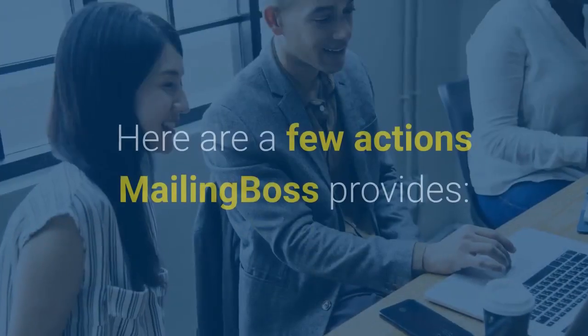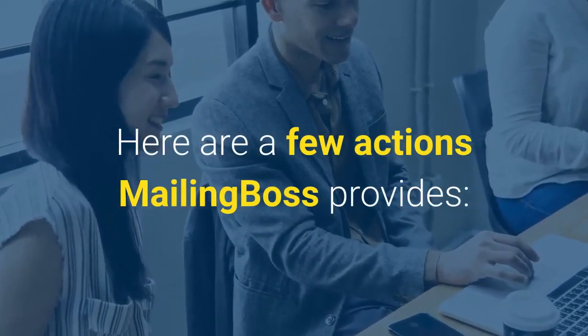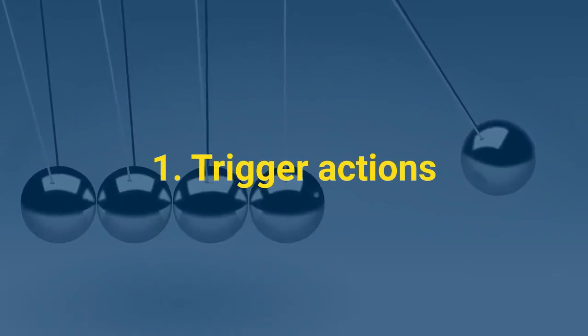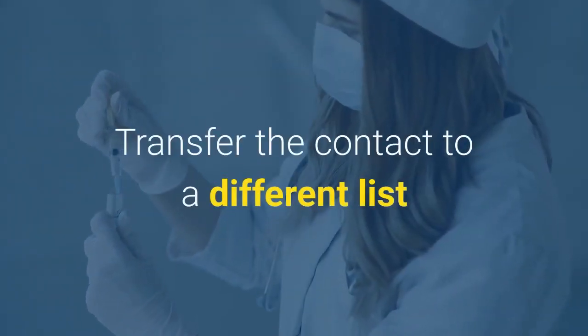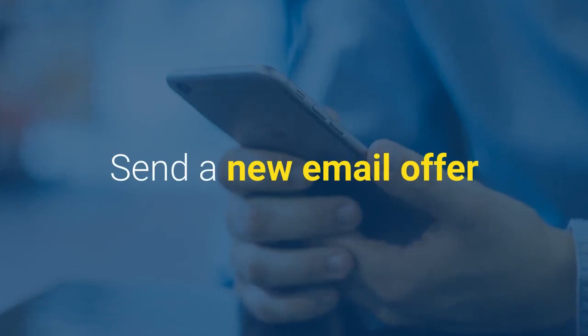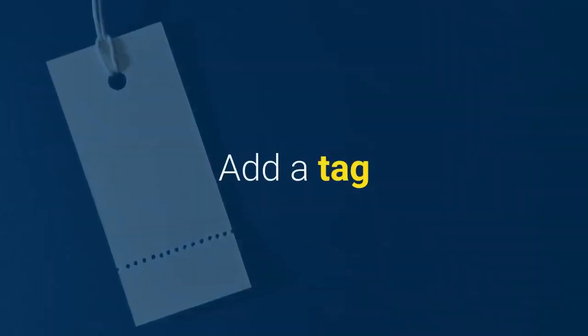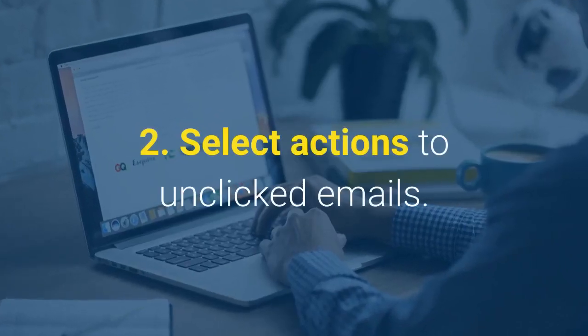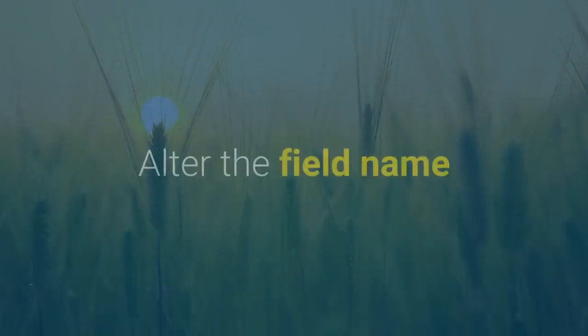Here are a few actions Mailing Boss provides. 1. Trigger actions. Transfer the contact to a different list. Send a new email offer. Add a tag. 2. Select actions to unclicked emails. Send a new email campaign. Move to another list. Alter the field name.